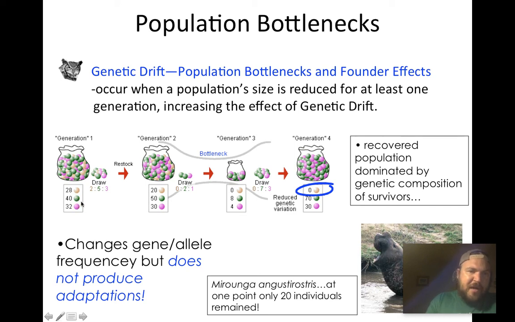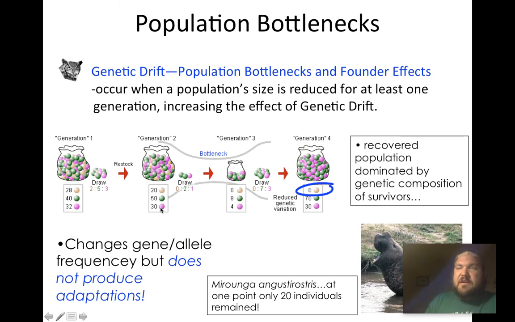So let's draw them at random, and this is what we get. We get 2 white, 5 green, and 3 pink. Now, each of these individuals is going to produce 10 offspring, and that'll get us back to our starting point of 100. So if we had 2 white, we should get 20 white individuals in generation 2. If we had 5 green, 50 green in generation 2. And then 3 pink, 30 in generation 2.